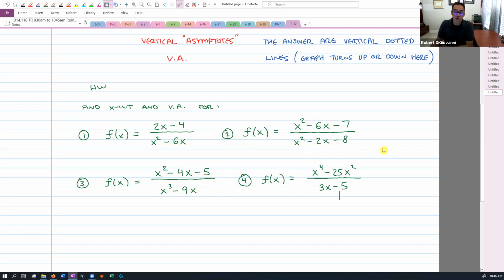Make sure you do this homework, because next class, in the beginning, I'm just going to call on people, because we're going to want to graph these. So I'm going to ask you for your answers. Any questions on what you're going to do? We have a lot to do with this still.